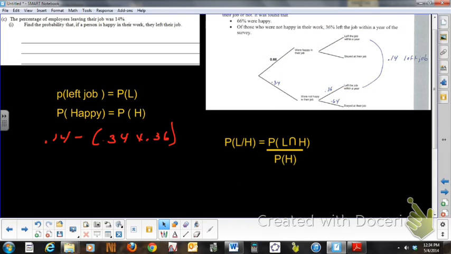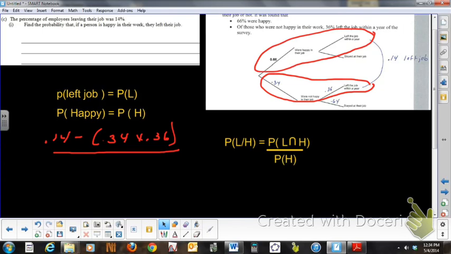So now we just do this calculation, 0.14, the percentage that people left, minus this branch here, which is that they're unhappy and have left, and that will leave us with the branch, the probability that people were happy and left their jobs. And that's going to give us, if we work it out, 0.0176, I believe.